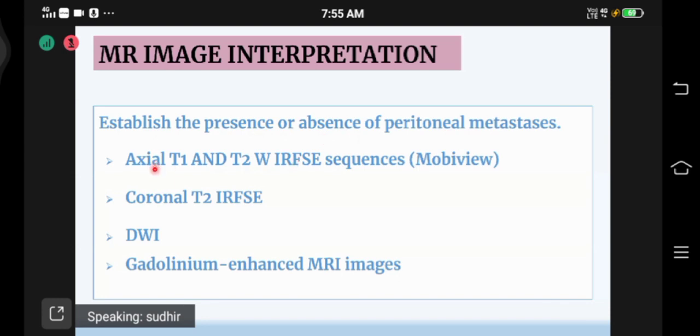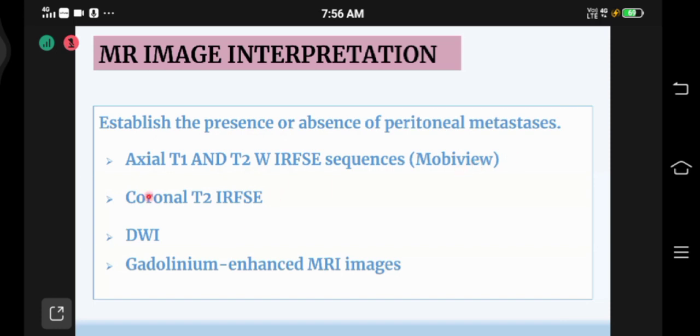I would like everyone to emphasize that to have an axial T1 and T2 weighted IRFSC sequences. And generally we do a MOBI view here. MOBI is nothing but we acquire sections of the upper abdomen and the pelvis, and these particular sections, for better viewing, get stitched up. When it comes to a radiologist, he sees the entire volume of the sequence from the diaphragm till the pelvis, so that the flow doesn't get disturbed. In many places there may be challenges because of the coils, but many of the newer 1.5 Teslas and the 3 Teslas have this capability.